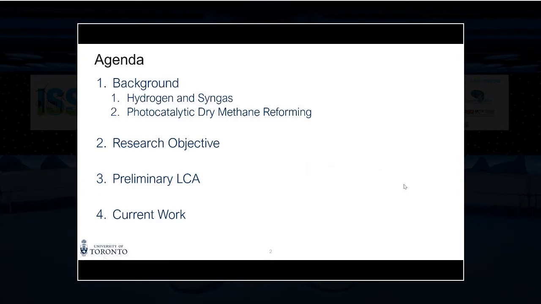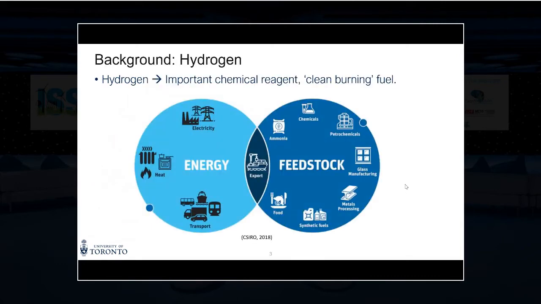So in terms of the agenda, I'll start with a bit of a background on hydrogen and syngas, and then get into the photocatalytic dry methane reforming process, which is what I'm evaluating. Then talk a little bit about the research objective, some preliminary LCA work that's been done, and then current work that's in progress.